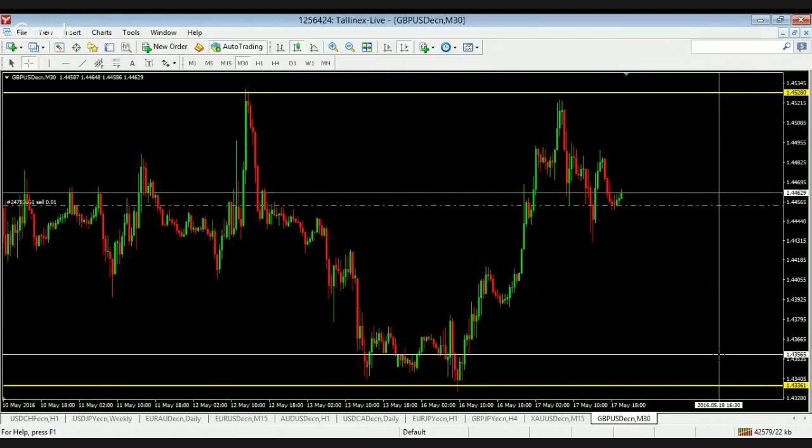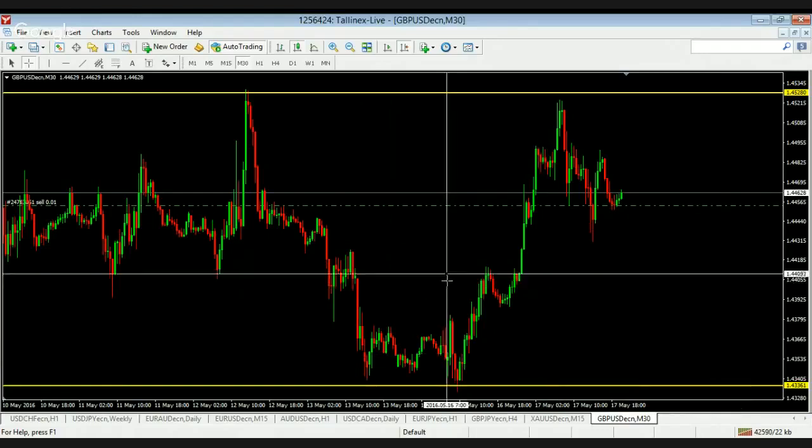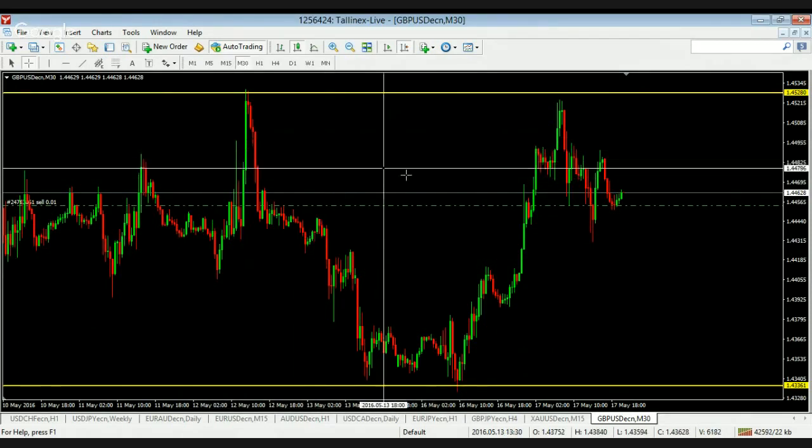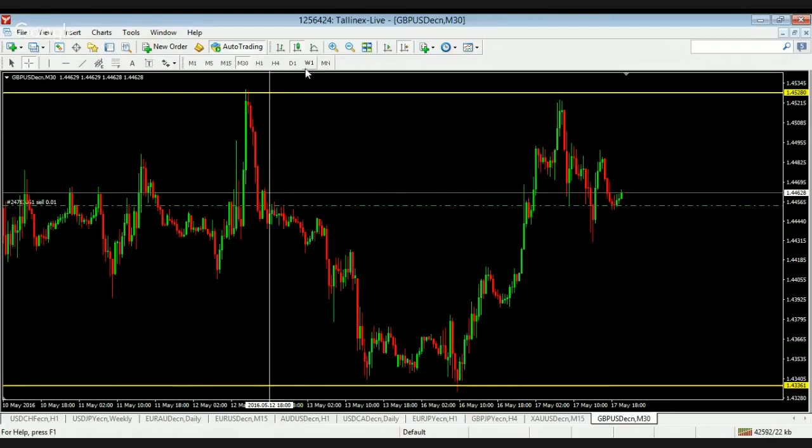So I'm going to come up with clean setups and go over support, resistance, and some zone areas, and we're going to look at some of the trades that we've taken over the last 24 hours. All right, so right now, as you can see, I'm looking at Great Britain USD, and I'm going to start from the beginning.